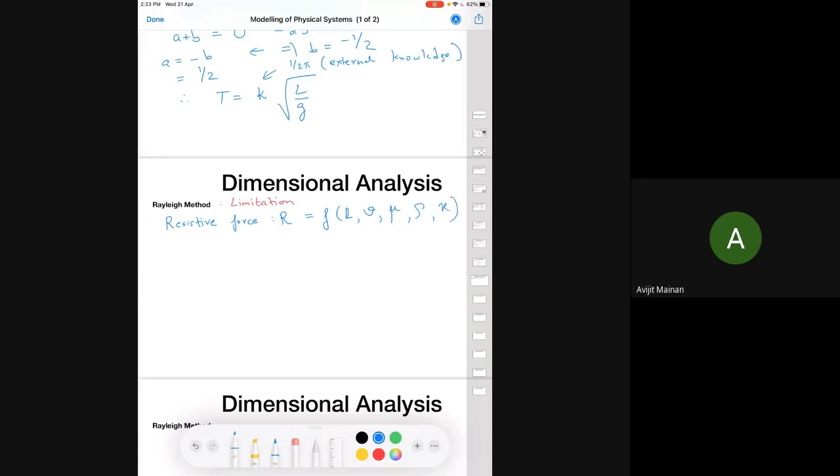Okay, so let me write what all these things are. This is the length of the object. This is the velocity of the object. This is air viscosity. This is density. And this is bulk modulus. Now let me also write the dimensions.